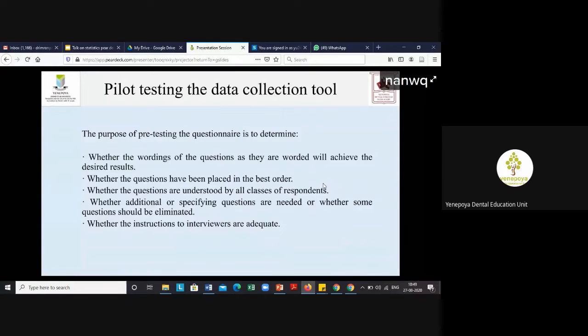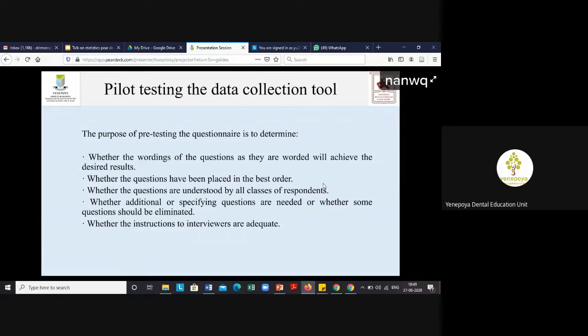So now the question is, how do you do this pilot testing? It's very simple. If your sample size is around 30, administer to the same population. Like if you want to collect the opinion about online education in the students of Enopoya, call the 10 students and give them the questionnaire and ask them to respond. And give a break of 1 day, and again you give them, and again you ask them to respond.